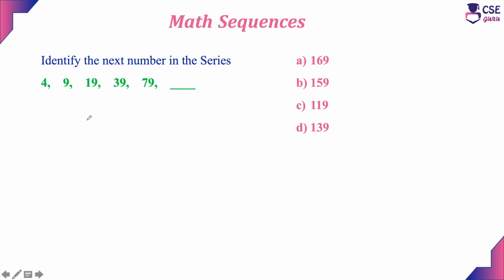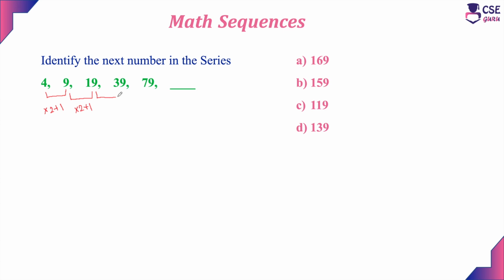Identify the next number in the series. 4, 9, 19, 39 and 79. What is the next term we need to identify? So this is 4 and this is 9. So it may be into 2 plus 1, right? Next, 9 and 19. So this is into 2, 9 2s are 18, plus 1, that is 19.